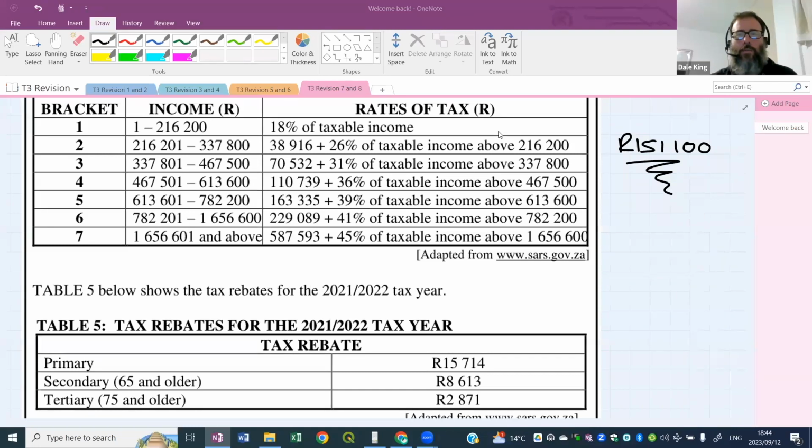Anyone want to try this one? Anyone want to give it a bash? Yeah, check all these hands. I think Kabo was first. Yes, Kabo, how are you?